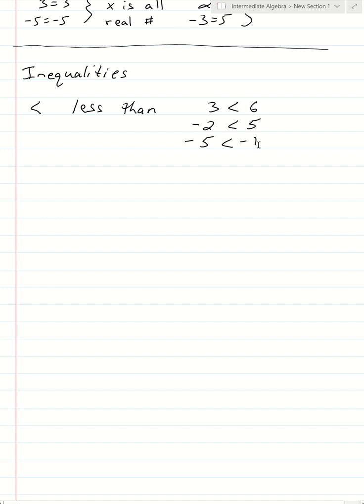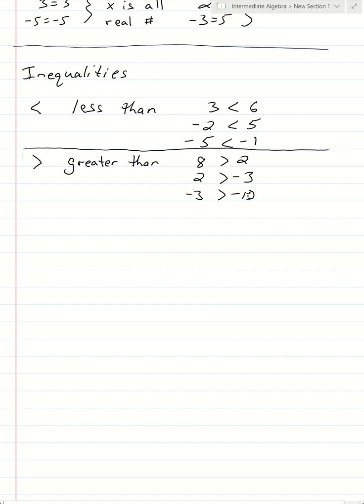Another inequality symbol would be this one. And of course, this is the greater than symbol. And if I wanted to write some statements using the greater than symbol, I could write, let's say, 8 is greater than 2. I could write 2 is greater than negative 3. I could write negative 3 is greater than negative 10. And these three inequality statements would also be true because the quantities on the left side are greater than the quantities that are on the right side.